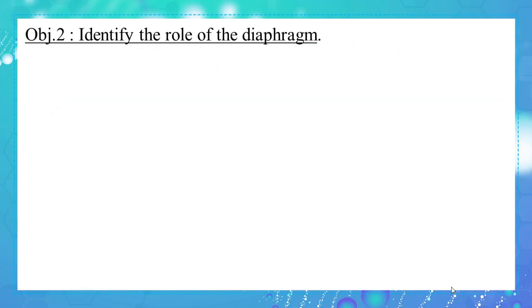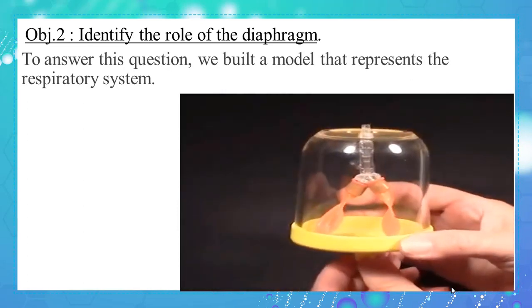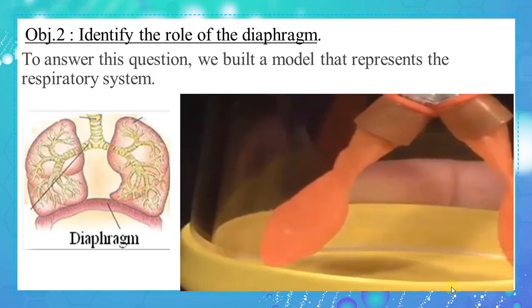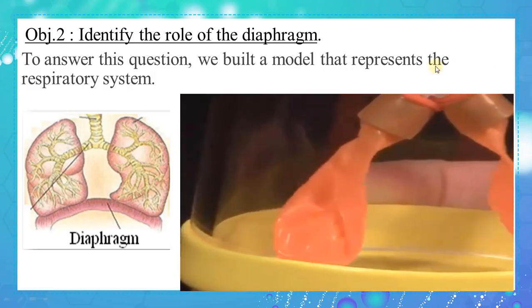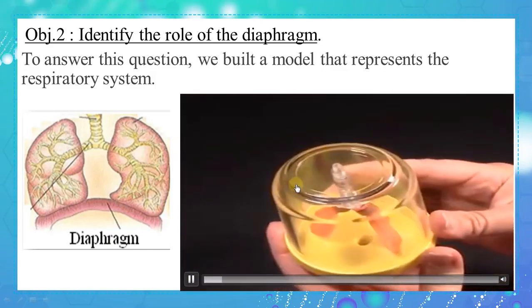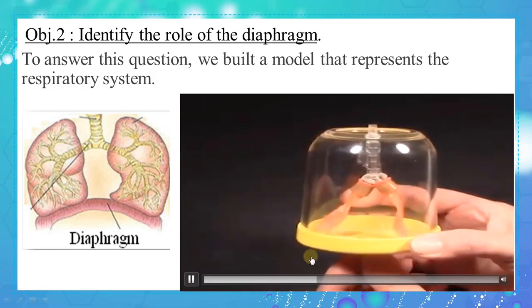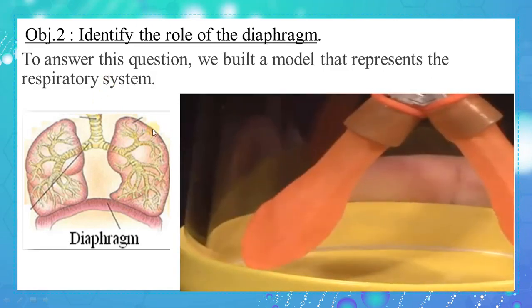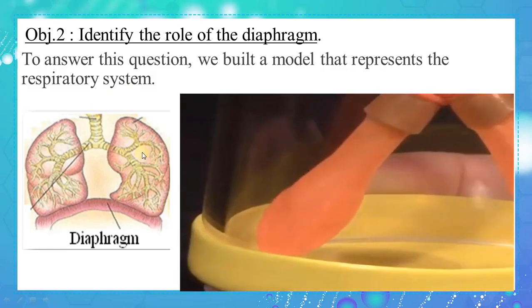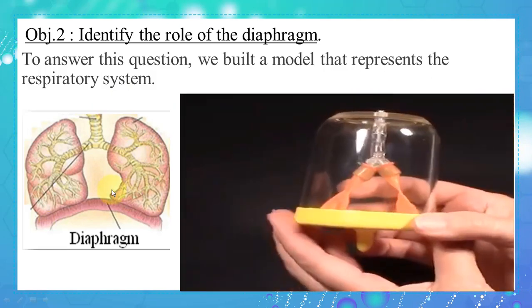Here we're going to start with the second objective, which is to identify the role of the diaphragm. To answer this question, we built a model which represents the respiratory system. This model is made up of two balloons and an elastic membrane. To which part of the respiratory system do these balloons correspond? Yes, they correspond to the lungs. What about this elastic membrane? It corresponds to the diaphragm.